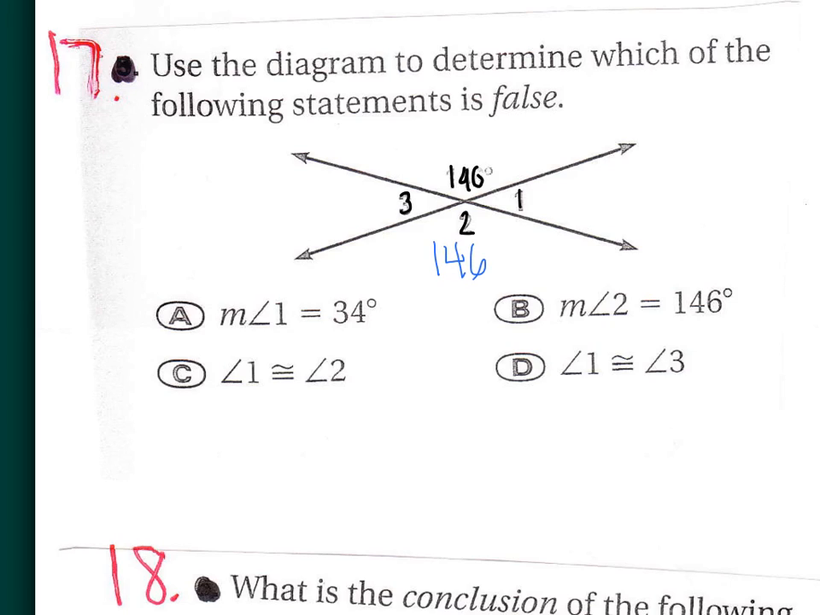Okay, think of that. Would it be C, that angle 1 is congruent to angle 2, meaning they're equal? Or would it be D, that angle 1 is congruent to angle 3? Okay. Remember, we're wanting to know which one of these are false, which one's not true.